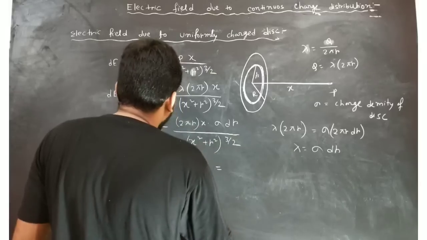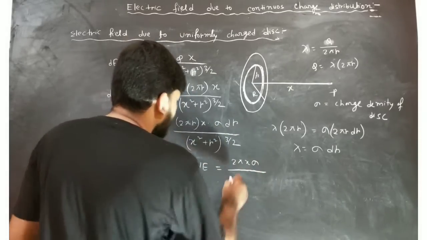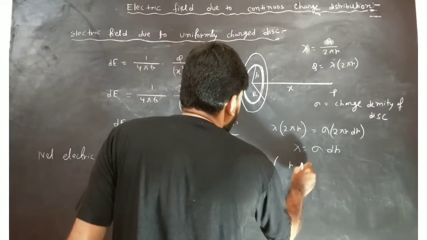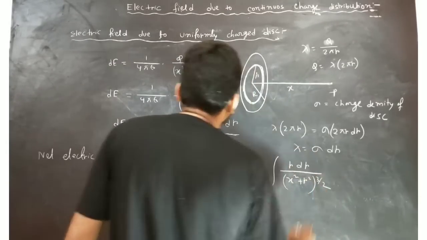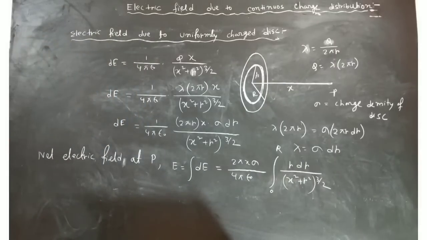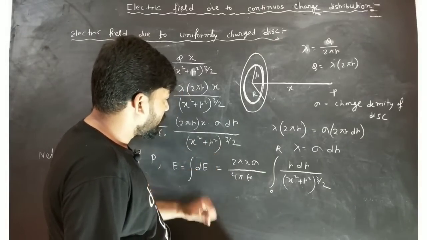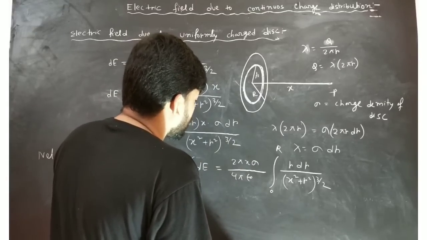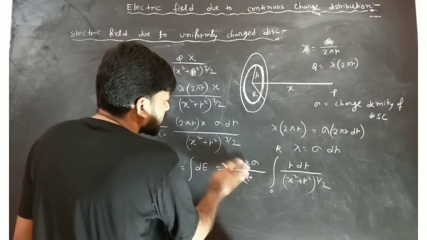So we can write here 2 pi x sigma divided by 4 pi epsilon naught, and within the integration we write r dr divided by x square plus r square to the power 3 by 2, and in that case r will vary from 0 to capital R. So this will be the final expression, and we have to integrate it. You can see this 2 pi and this 4 pi will cancel out, so it will be just sigma x by 2 epsilon 0.